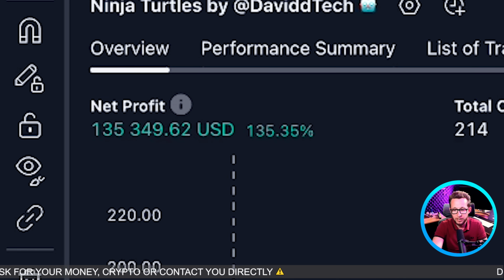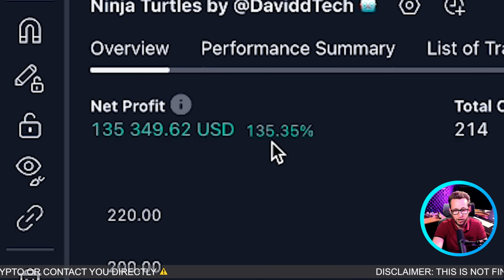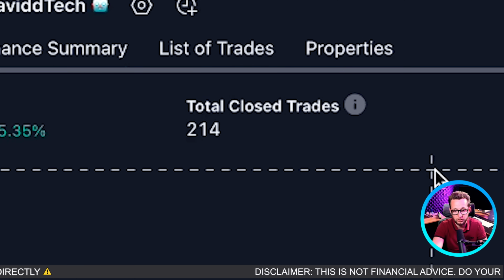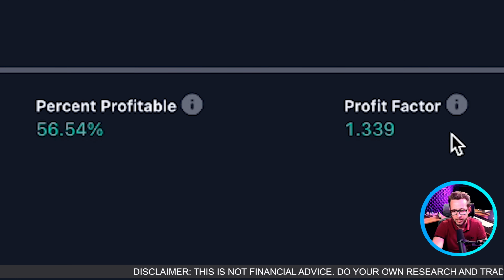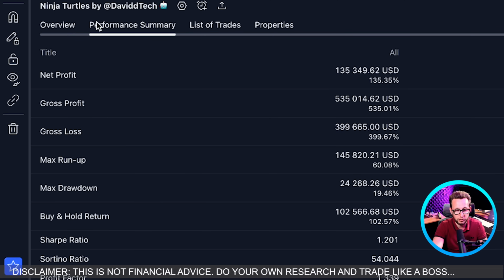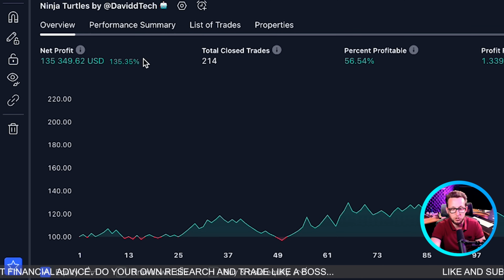As you can see, currently on the smaller type of data, we have 135% net profit on 214 closed trades. We have a 56% win rate on local data, and a 1.3 profit factor. The buy and hold would have been 102%. We would have had 135%, which looks pretty good anyway.